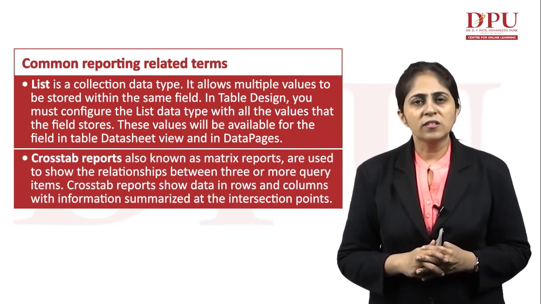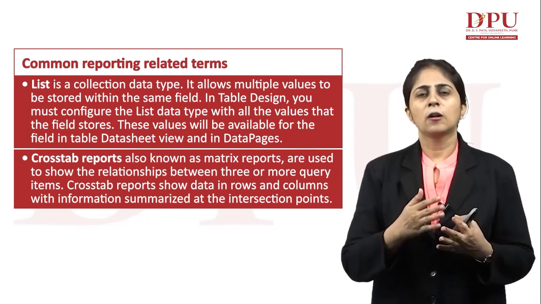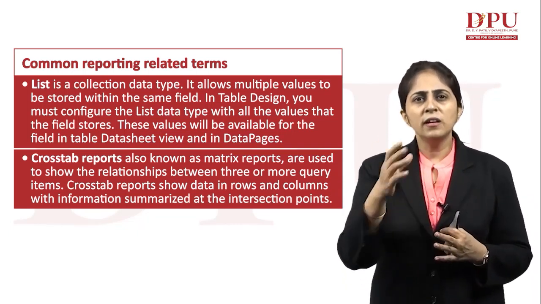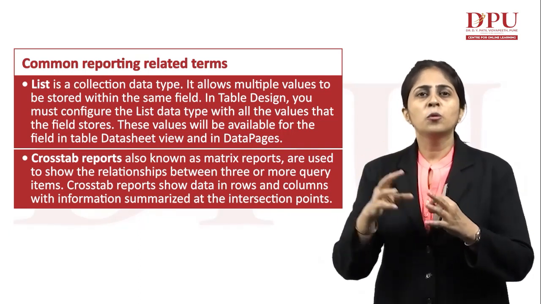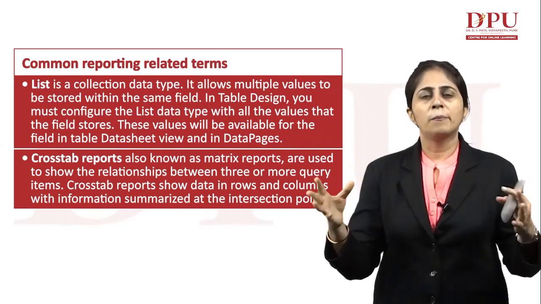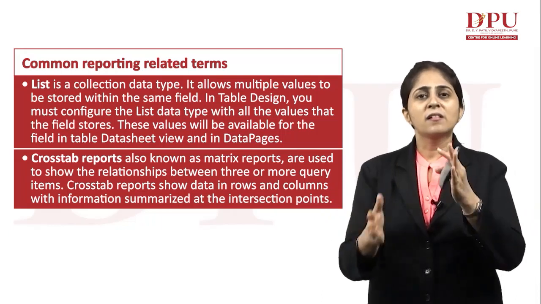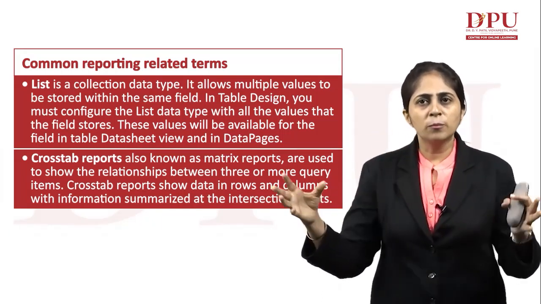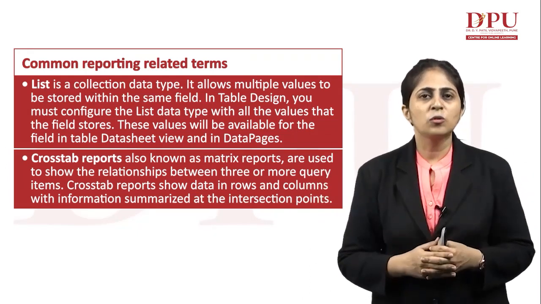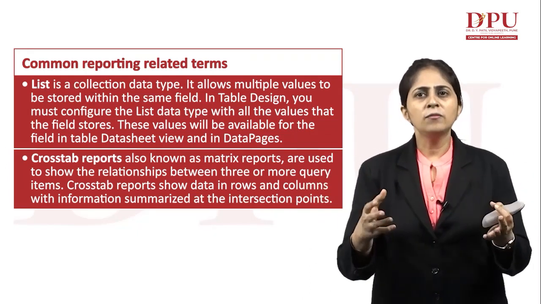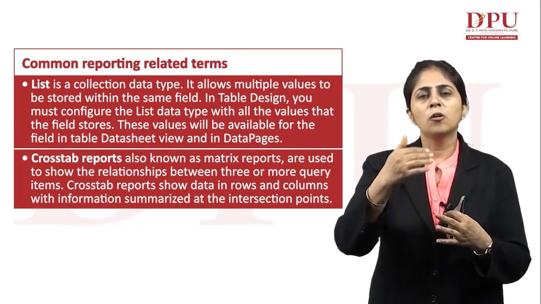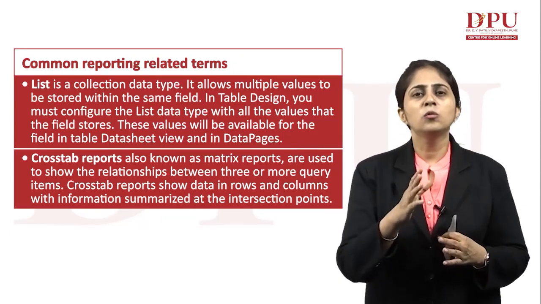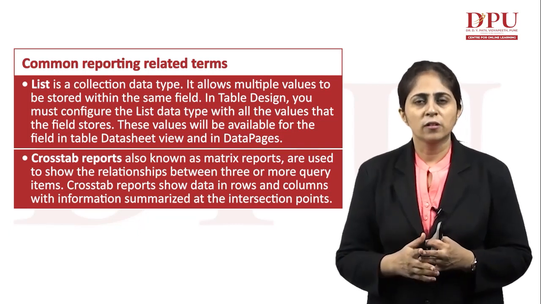Second, we have the cross-tab report. Cross-tab reports are also known as matrix reports. They are used to show the relationship between 3 or more query items. In a matrix, we have different rows and different columns which are analyzed to show the relationship. So when we have to show the relationship between 3 or more query items, the reports which are used are known as cross-tab reports.